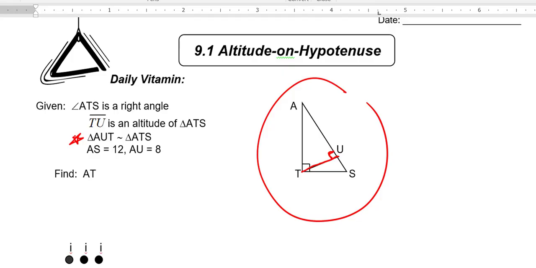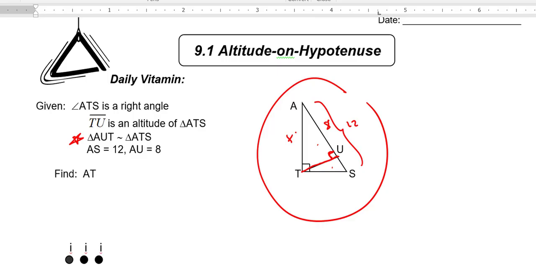They both share angle A. It's reflexive, and they both have right angles in them. And in fact, if you remember from last chapter, all three of these triangles are actually similar to each other. This side here, AS, is 12. AU is 8. What we're looking for is AT. We'll call it X.